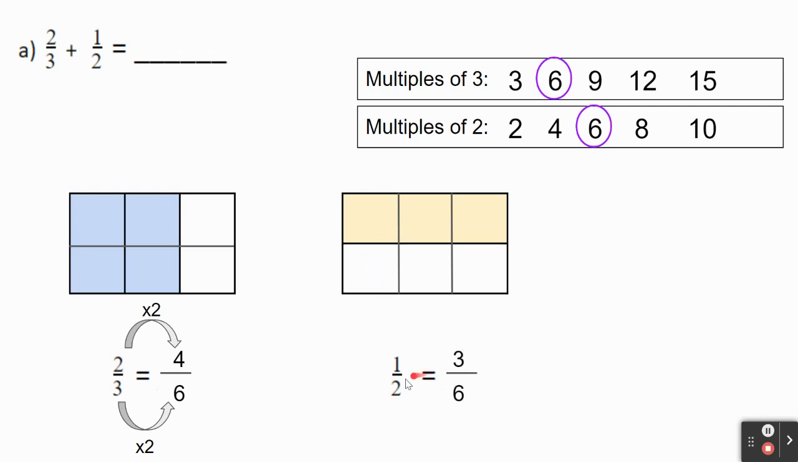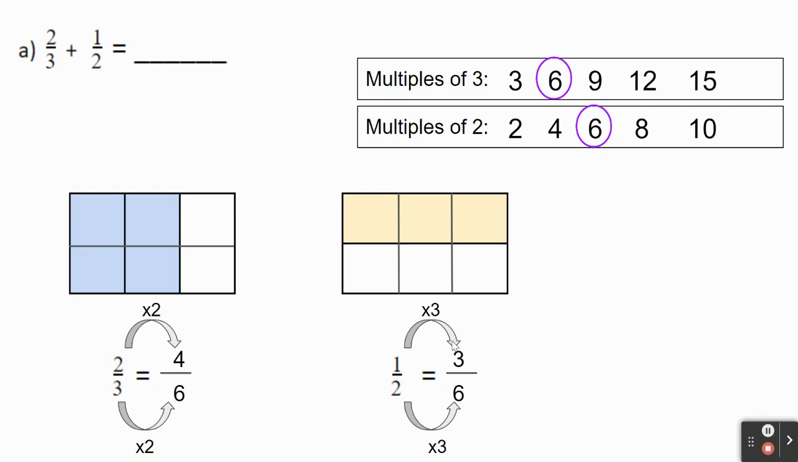Another way we can get this is by asking ourselves, what can we multiply by 2 to get to 6? Well, 2 times 3 equals 6. So since we multiply by 3 on the bottom, we're going to multiply by 3 on the top. 1 times 3 equals 3. So this is another way that we can get 3/6 as our equivalent fraction.